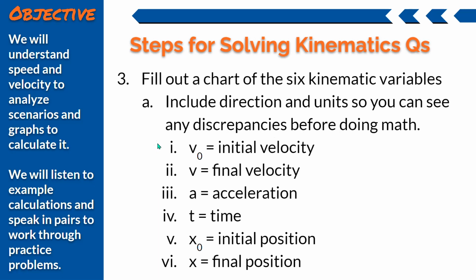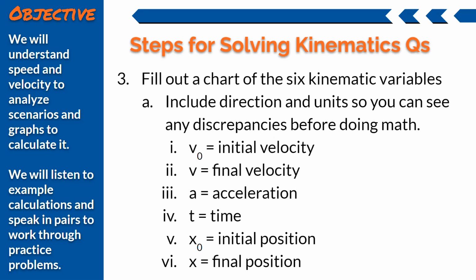But the variables that you're going to be labeling are the same ones on your AP Physics 1 formula chart. V naught, which is initial velocity, V, which is final velocity, A, which is acceleration, T is time, X naught is initial position, and X is final position. As a reminder, that little subscript 0 next to the V and next to the X means at time 0.